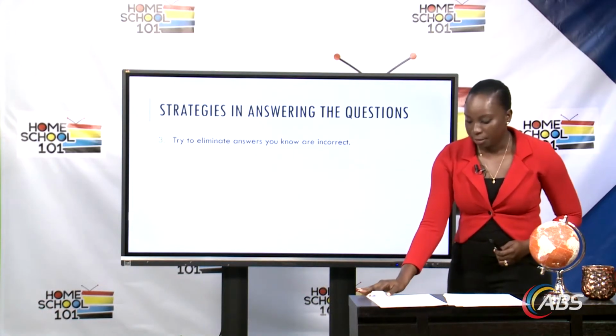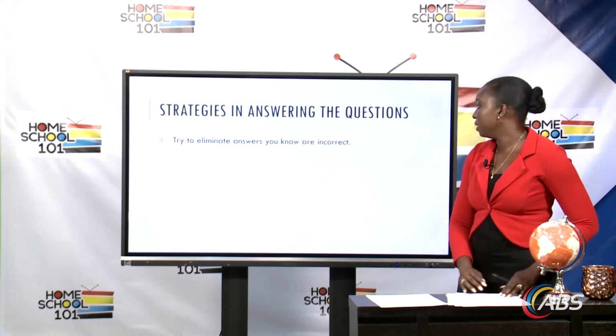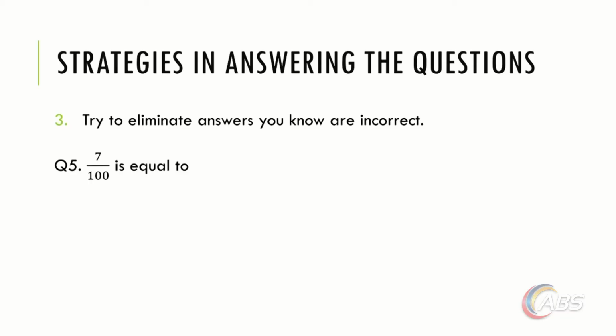Another strategy is to try to eliminate the answers you know are incorrect. Our first question there, question 5. 7 over 100 is equal to, and we take a look at our options, and the first thing that stands out is that they're all percentages.